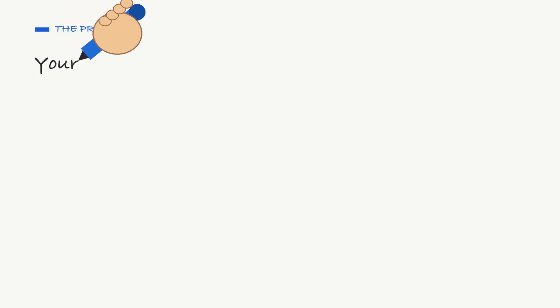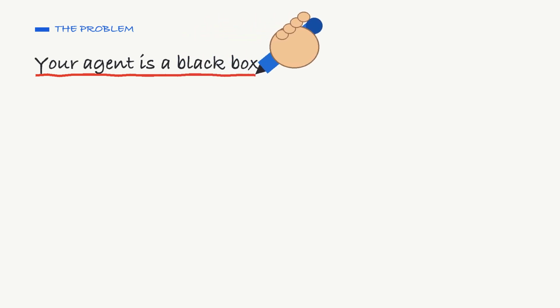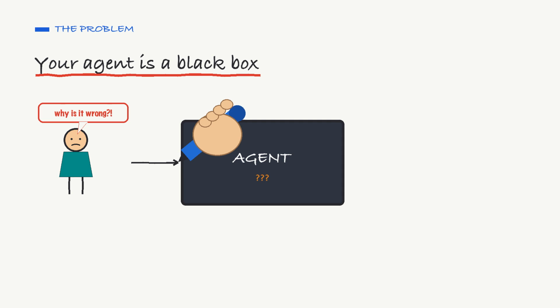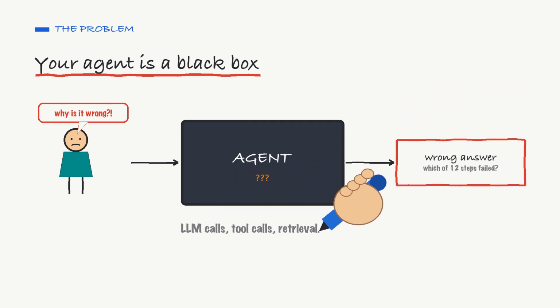Here's the problem Langfuse exists to solve. An agent isn't one call, it's a chain. LLM calls, tool calls, retrieval, more LLM calls. When the final answer comes out wrong, all of that is invisible. You're staring at a black box, guessing, and you can't fix what you can't see.